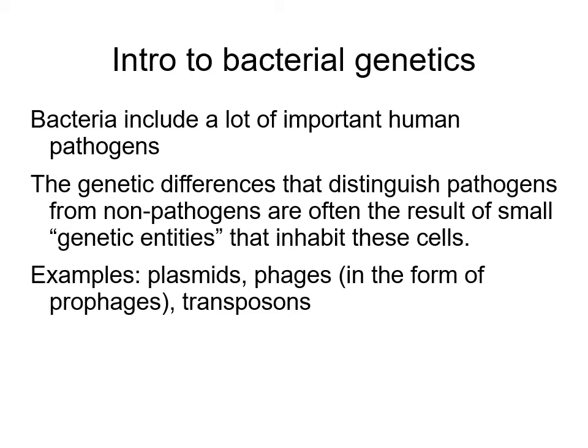Okay, today we'll have an introduction to bacterial genetics, very general, but giving an overview of this whole huge field. Now, bacteria are very cool and interesting in and of themselves, but of course they have a lot of importance to us because they include a lot of human pathogens. We're also going to talk about what I call genetic entities, plasmids, phages, and transposons that inhabit bacterial cells, partly because they're interesting also, but also because the genetic differences that distinguish pathogens from non-pathogens are often the result of genes that were carried by these genetic entities that distinguish those types of cells.